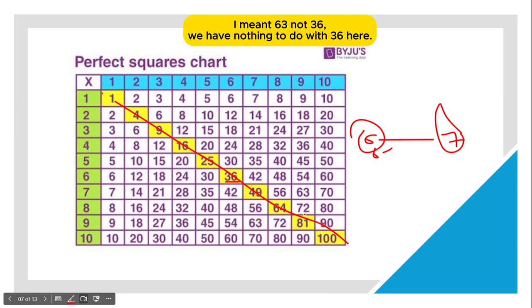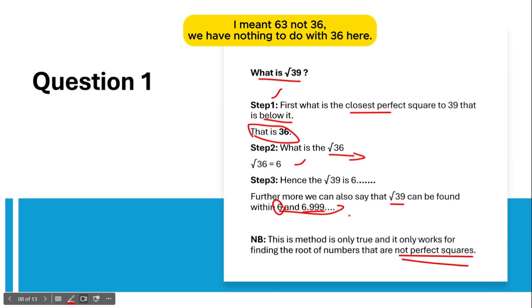Let me just state something before we move on. We can see that 63 is very, very close to 64. So after 49, we have 64. That's the observation I just wanted to state, that 63 is very, very close to 64. I'll show you why we need this observation.